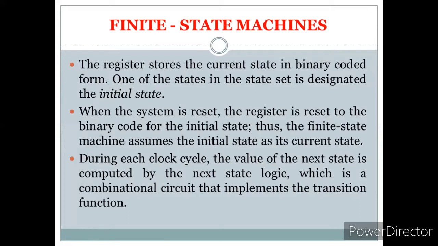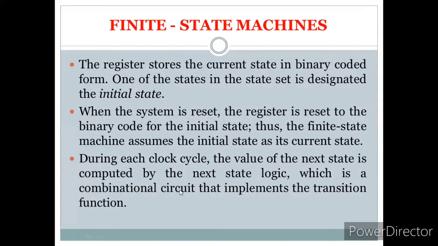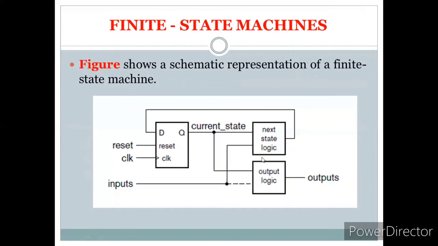During each clock cycle, the value of the next state is computed by the next state logic, which we have seen in this particular figure. It is the combinational circuit that implements the transition function. Since the next state logic is a combinational circuit, it performs the transition logic and generates the next state signal. Also, the outputs are driven with the value computed by the output logic, a combinational circuit that implements the output function, as we have seen in the figure.